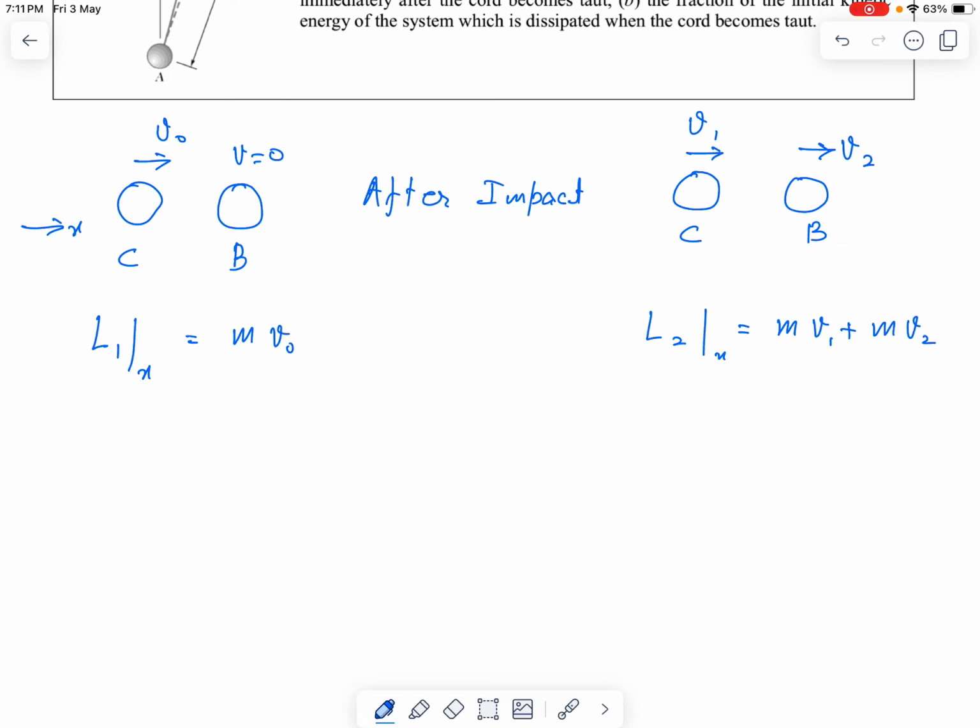So what I get from linear momentum balance, or conservation, is m v naught equals m v1 plus m v2, or you can say v naught equals v1 plus v2.